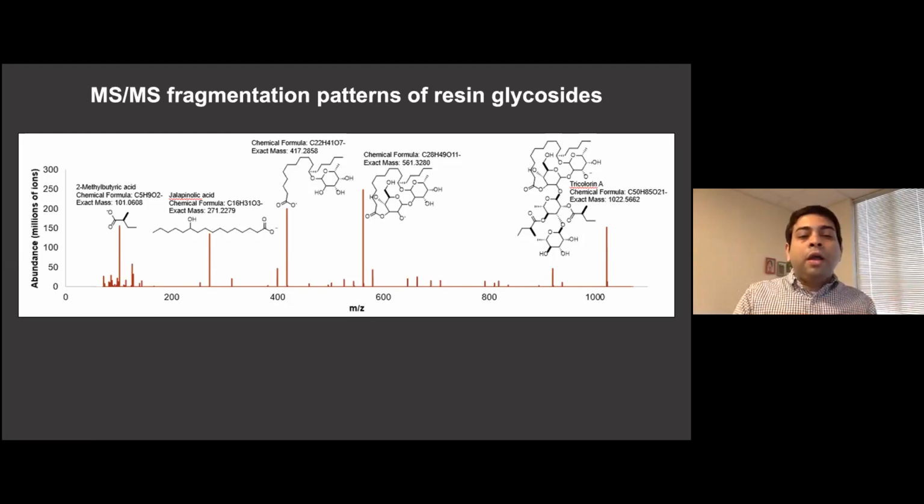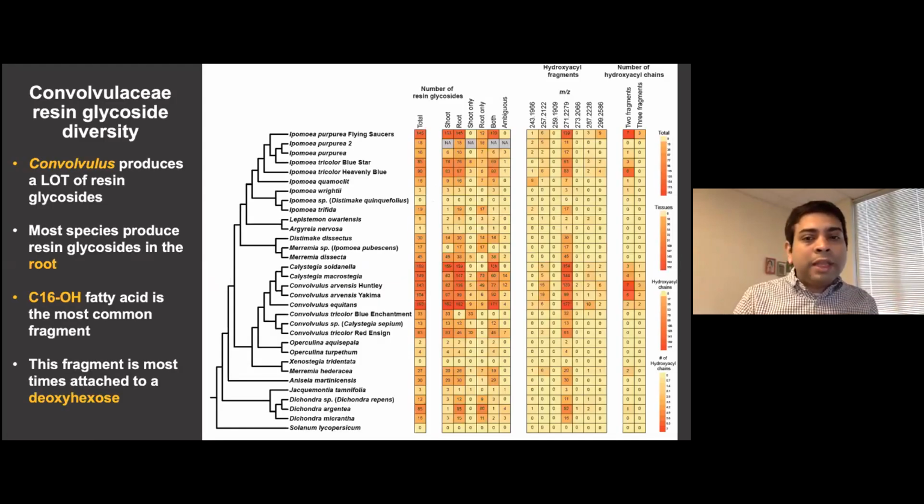In most cases, we don't know what the original compound is. We only know what the fragments are. So an analysis of these fragments can help us piece together what chemical substructures exist in different resin glycosides. So we've done something of that sort.